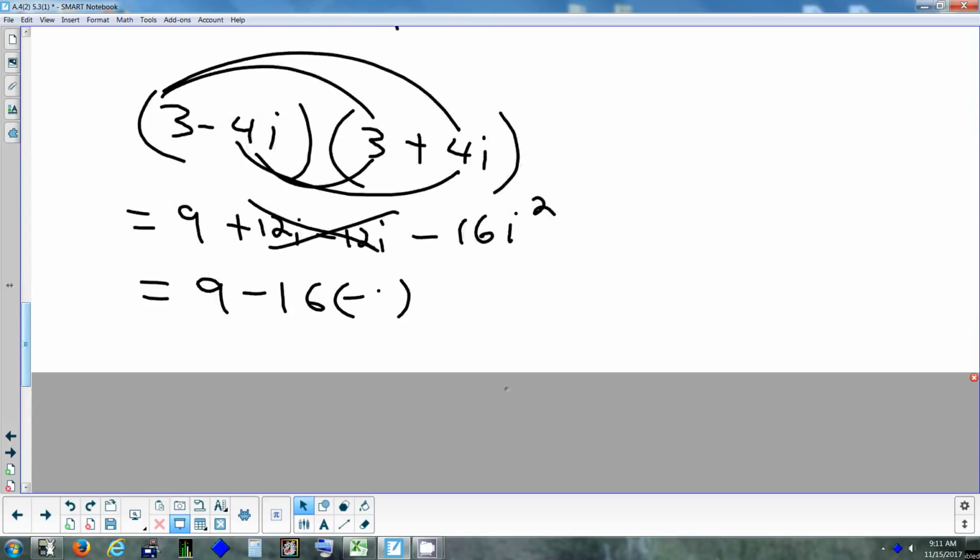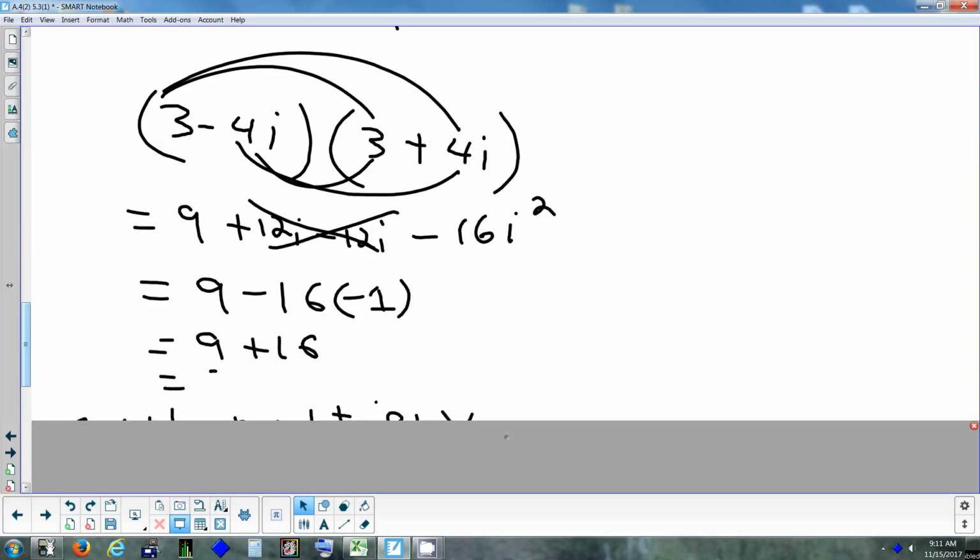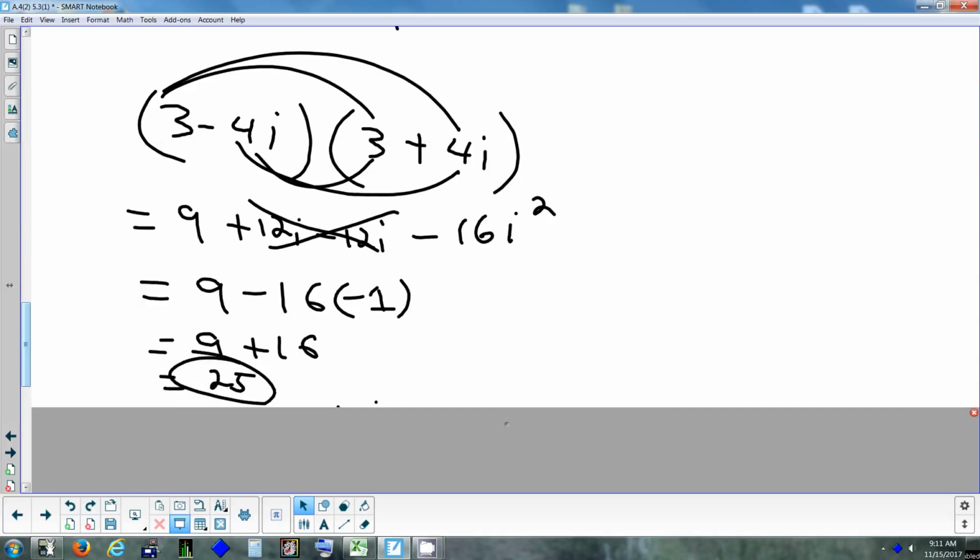Negative 1. So we have 16 times negative 1, which is negative 16, but we're subtracting it. So what's going to happen if you subtract negative 16? It's going to turn positive. So really, we're doing 9 plus 16, and the answer we get is 25.